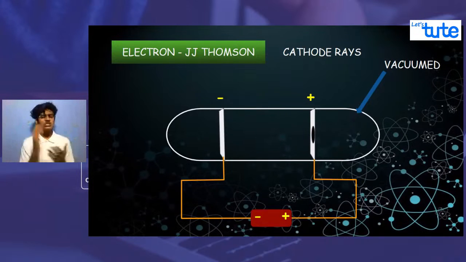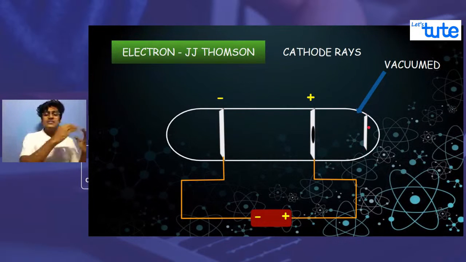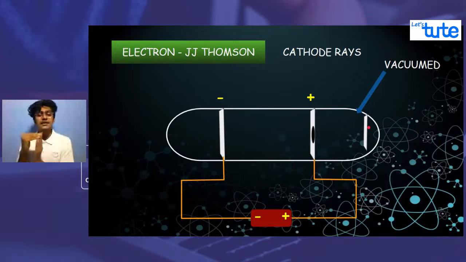So J.J. Thomson was actually very smart. He placed a screen behind the anode. Whenever the particles struck the screen, it used to glow. And this is how he got to know that some kind of rays are passing from the cathode towards the anode and striking the screen.